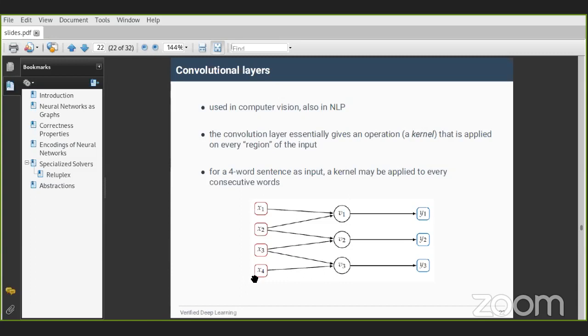For instance, suppose you're doing an NLP task and you have a 4-word sentence as input, and x1, x2, x3, x4 are your 4 words. You can define a kernel which applies to every 2 consecutive words. So you can define a kernel which acts on x1 and x2, and then x2 and x3, x3 and x4. You can define a kernel, an operation that is applied on some region. So you can define your region and you can define your kernel. It's not just restricted to computer vision. Of course, it's used quite often there, but it does not restrict you from using it just there. You can do this elsewhere also.